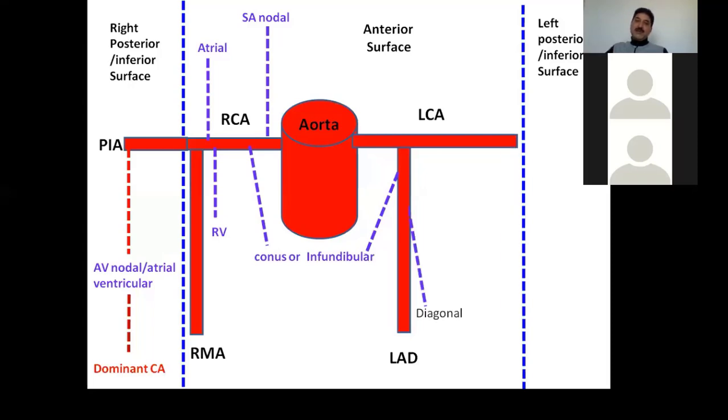Then from this, we also have a diagonal branch. Then there is another branch, the circumflex branch. This circumflex branch gives a branch which supplies the left margin. In anatomy, margin and border are interchangeable. Left border or left margin, it is the same. So the left marginal is a branch from the left circumflex branch. And what happens to the left circumflex branch? It enters the posterior part of the atrioventricular sulcus to supply parts of the inferior surface of the left ventricle and also the left atrium. Is it clear to you?